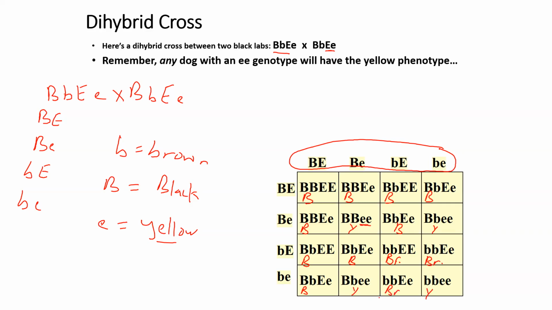Okay? So far, everything I've done, you've seen me do it before. So you should understand how I come by these. Then we count up. We have 1, 2, 3, 4, 5, 6, 7, 8, 9 black. And then 1, 2, 3, 4 yellow.